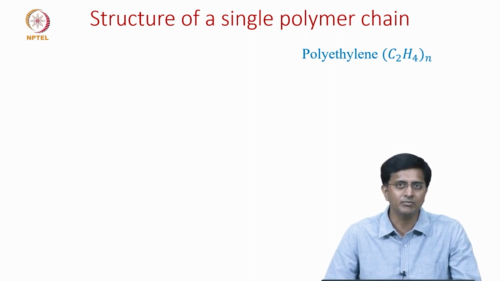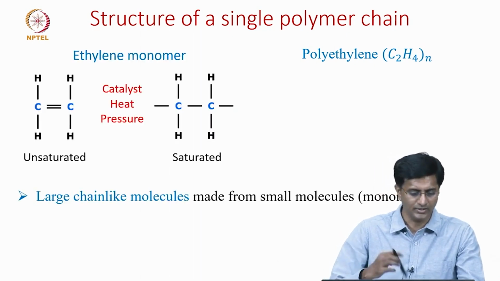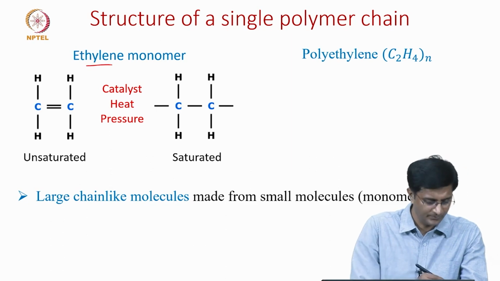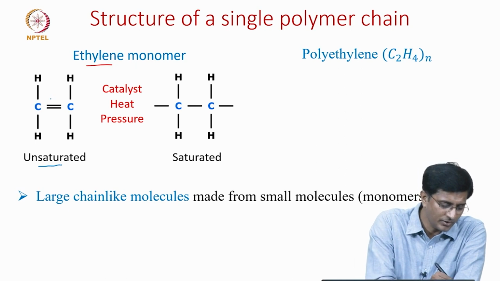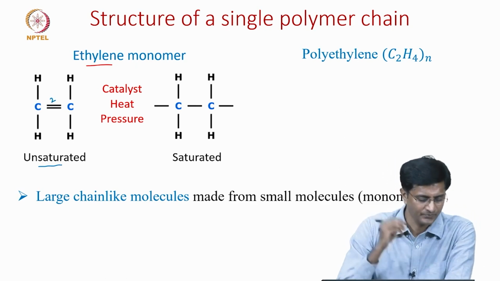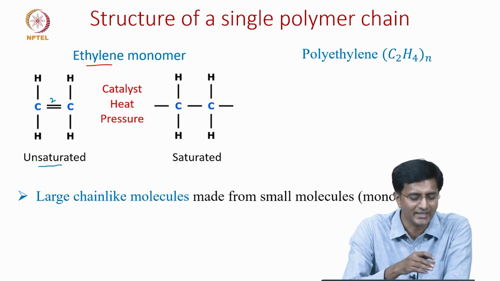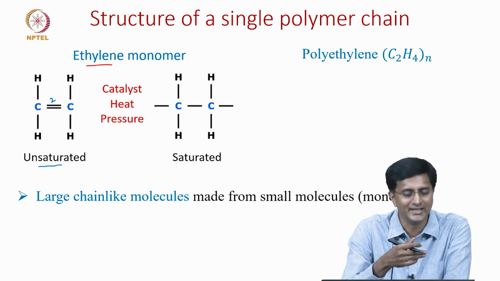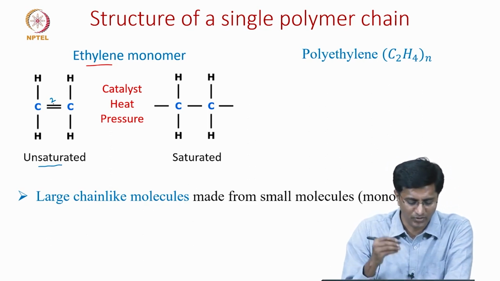For this we will pick an example of a simple polymer, polyethylene, which is C2H4. This polyethylene is made using a monomer called ethylene. So what we see here is an unsaturated ethylene. We call it unsaturated because it has two bonds between the carbon atoms. Ethylene is a stable monomer, but once it is in the presence of a catalyst with heat as well as pressure, then this double bond breaks into two active bonds.